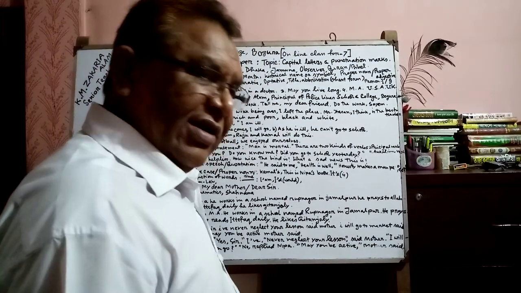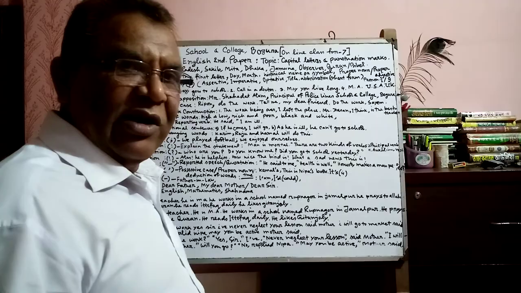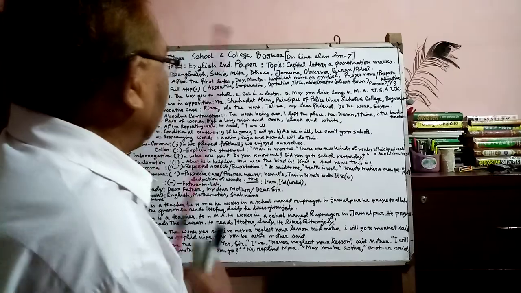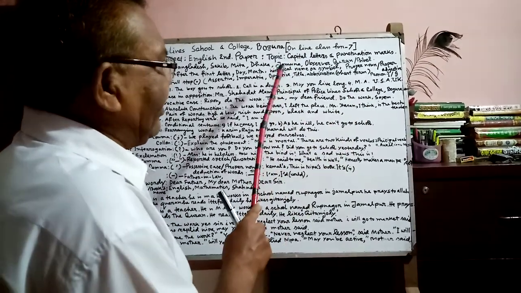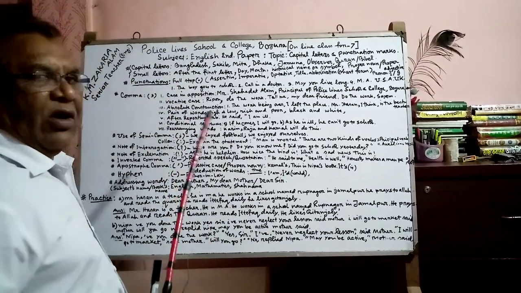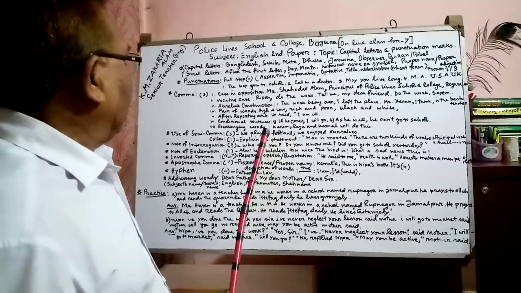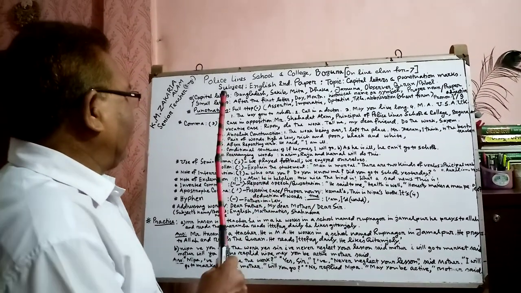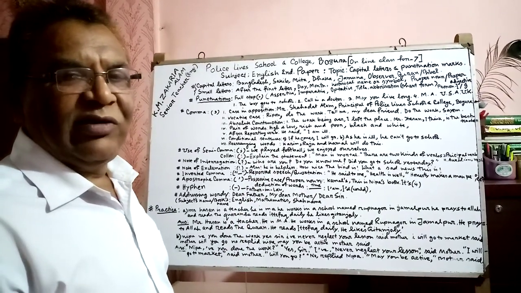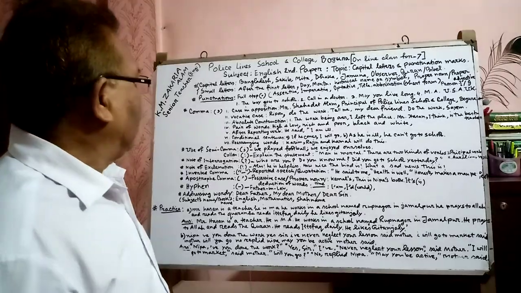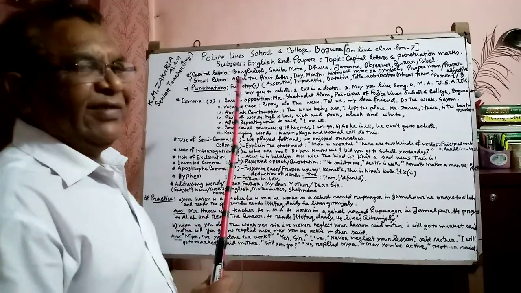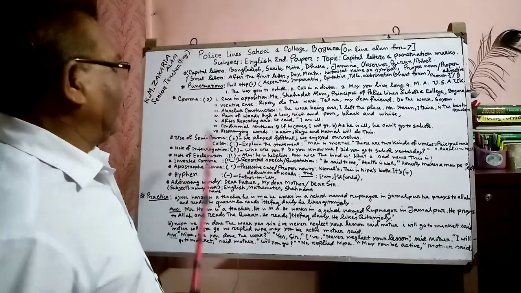Please keep silent and be attentive and punctual about the class. Today's topic: capital letters and punctuation marks. Now, I am discussing capital letters and small letters. Letter, its Bengali meaning is akkhor. Letters are of two kinds: one is capital letters and another is small letters.